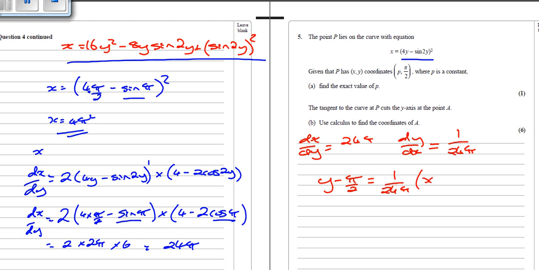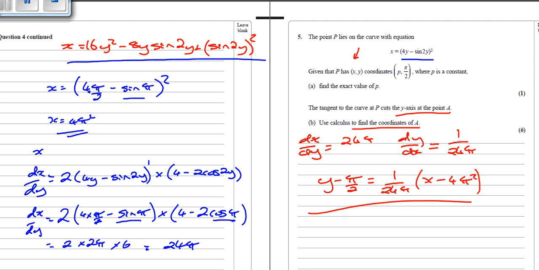Now our value of x was 4 pi squared. Now if we're looking at where it cuts the y-axis, we've got to find the coordinates of A. So this here we can treat as our unsimplified equation of the tangent. It doesn't need to be simplified because it doesn't ask for it in its simplest form. We need to find out where it crosses the y-axis. That's when x is 0.